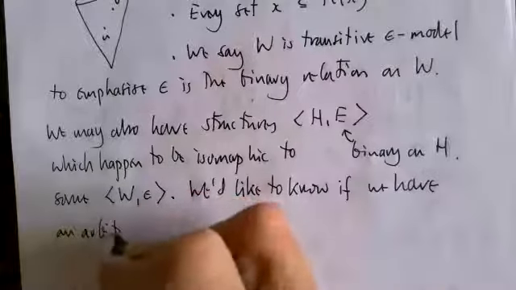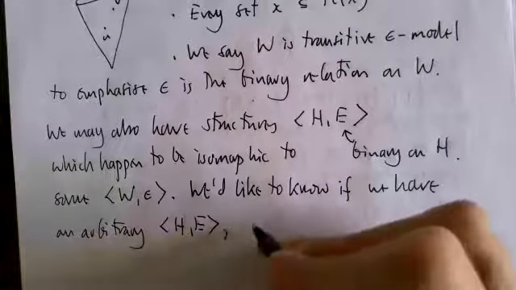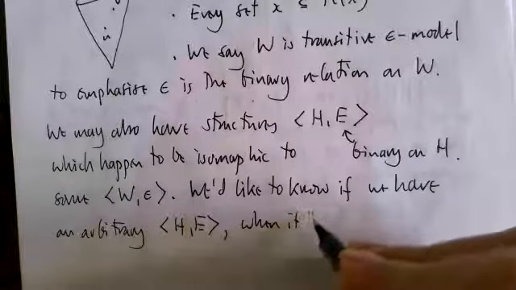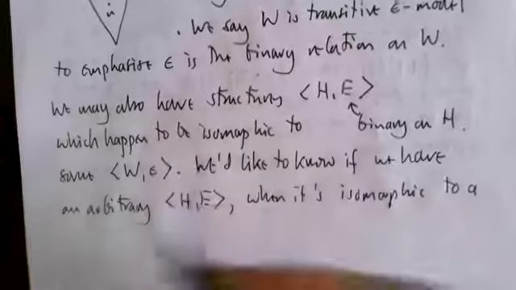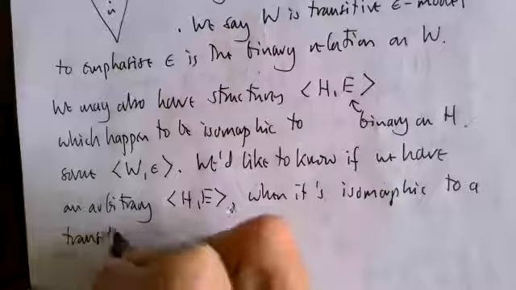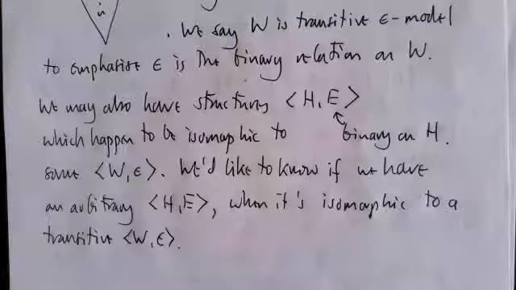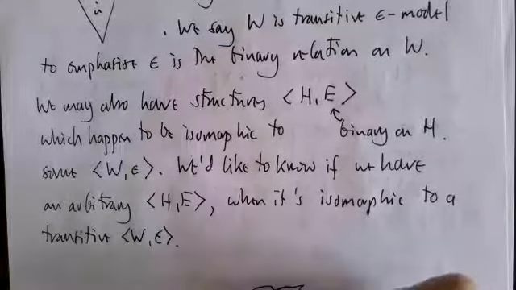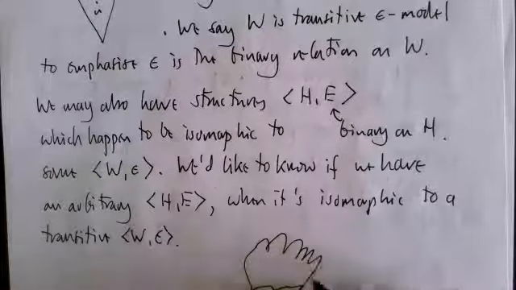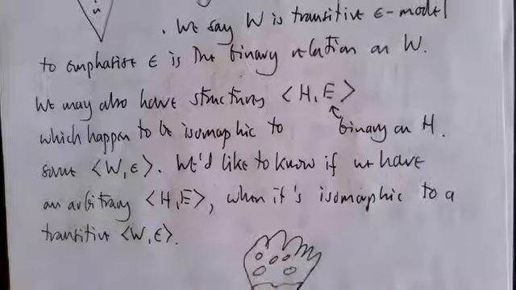So if we have an arbitrary HE, when is it isomorphic to a transitive W epsilon? I might have some H that looks a bit like this, but maybe on top here, who knows what it's like? It might have epsilon holes in, it might look like an ice cream cone with a lot of fluff on top here.